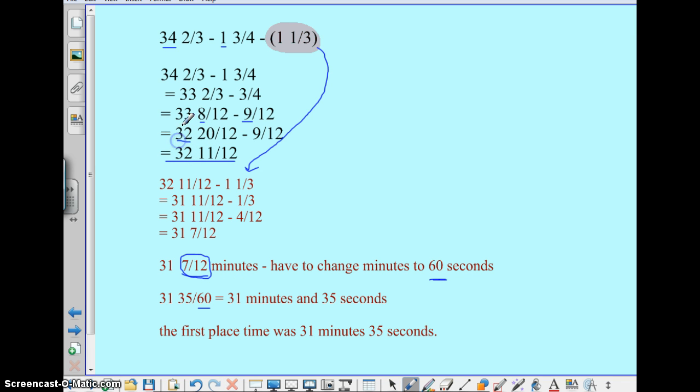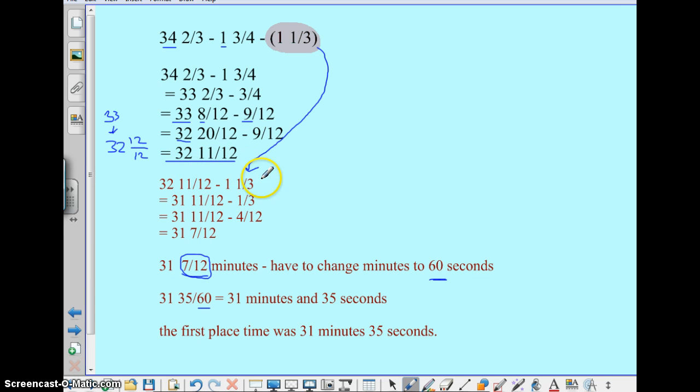No. No, I can't do that. So I take my 33 and I make it 32 and 12/12. Okay, because this is the same thing. 33 and 12/12 is the same thing as 33. So now I add the 8 to the 12 and I get 20. All right, let that sink in for a second. I changed the 33 to 32 and 12/12. I added the 8/12 to this 12/12 and I got 20/12 so that now I can subtract the 9 from it. Okay? If you need to pause and listen to that again, go right ahead. So then my answer becomes 32 and 11/12.